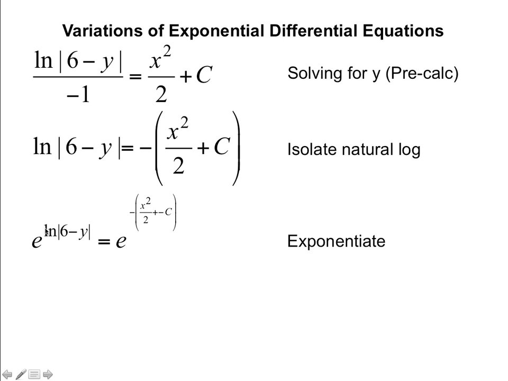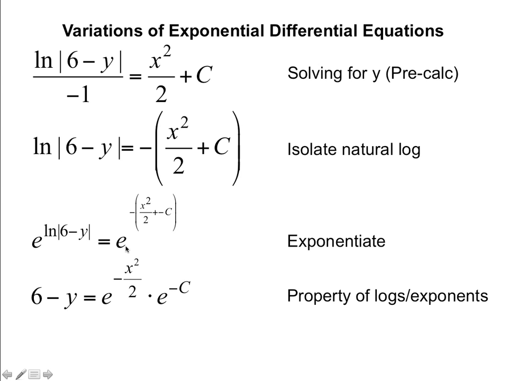e to the natural log of 6 minus y. Exponentiate means make this an exponent and make this an exponent. That's exactly what we did here. We made each side an exponent. That allows this side to be called 6 minus y. And for the other side, I'm going to do the same splitting of powers, so I'm going to give each its own base. So this is minus x squared over 2, which gets its own base, and minus c gets its own base. I have a typo here. That should not be there. So this should be minus c.